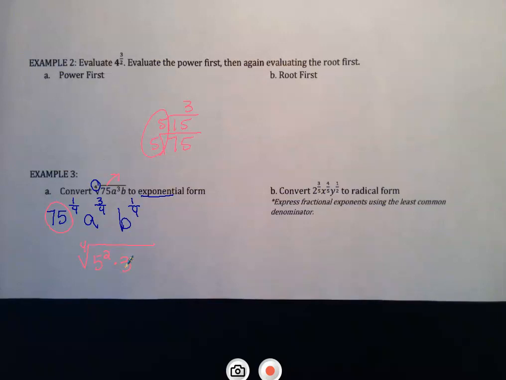Okay, and then it's times the a cubed b. The only reason I say it might have been easier to simplify first and get that prime factorization is because now we could say, all right, well, this is 5 to the 2 divided by 4 power times 3 to the 1 over 4 times a to the 3 over 4 and b to the 1 over 4.